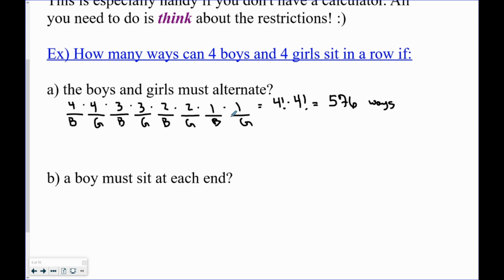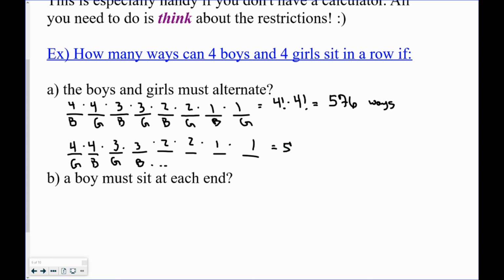Now, here's a question. Is there another way you could do this? The answer is yeah. Well, if you take your 8 spaces, what if you started with a girl? That would be a completely different way of doing this. So if you do it that way, well, the work will be the same. There's 4 girls, and then there's 4 boys, and there's 3 girls, and there's 3 boys. So you're still going to get this. So basically, you get 576 again.